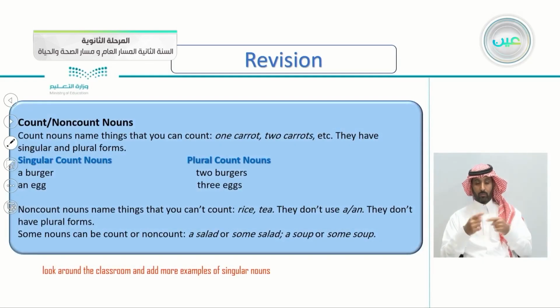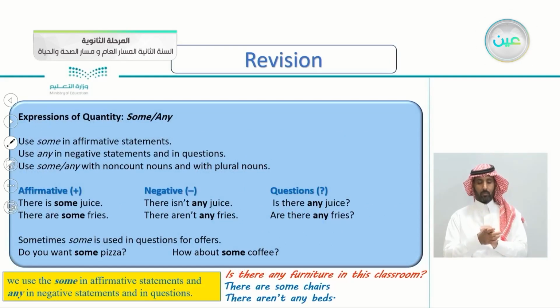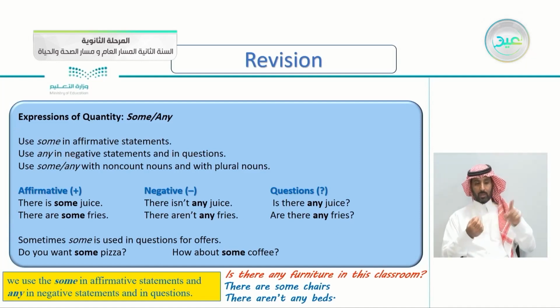So if you remember, in our previous lesson we took the count and non-count nouns, the singular and the plural. This is the count. We add the S, and the non-count, we can't count, like all liquids, for example, tea, and for example here, rice. We took the expressions of quantity, some and any. Some, if you remember, comes with affirmative statements. Any comes with negatives and questions, of course.